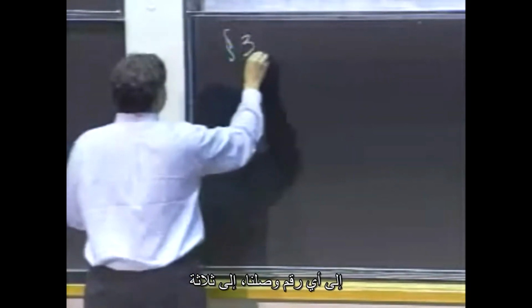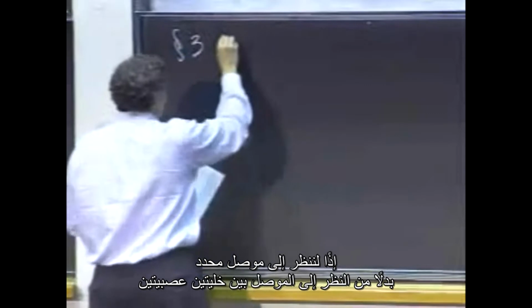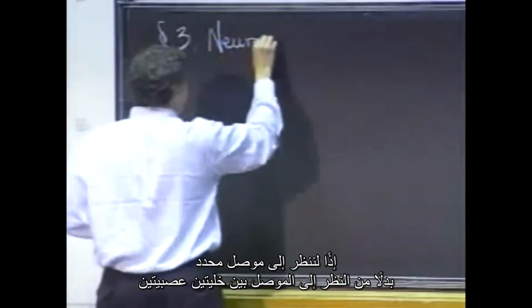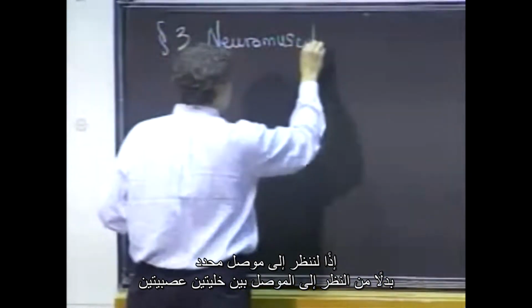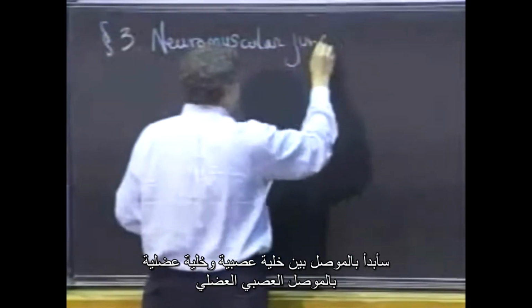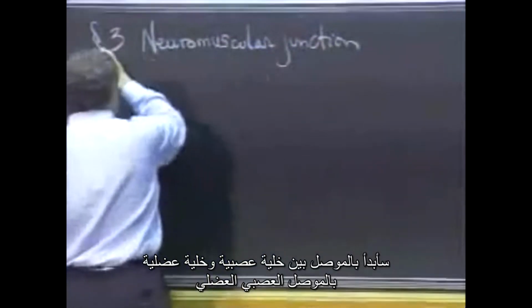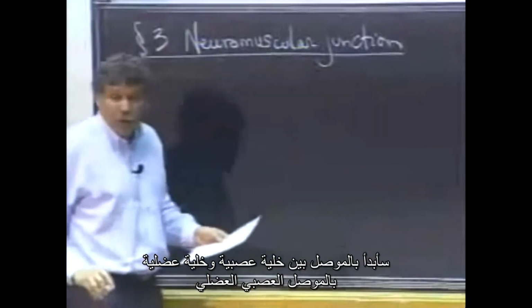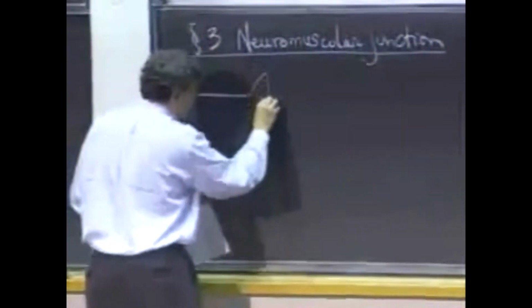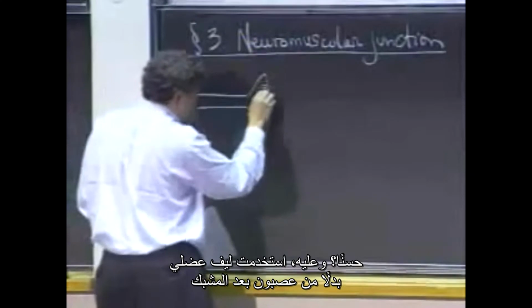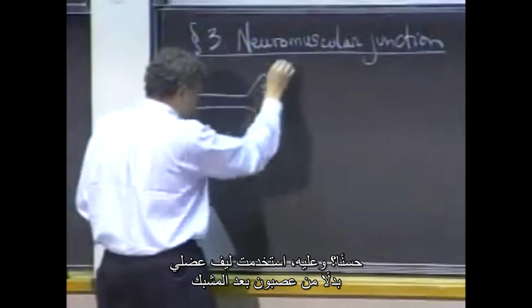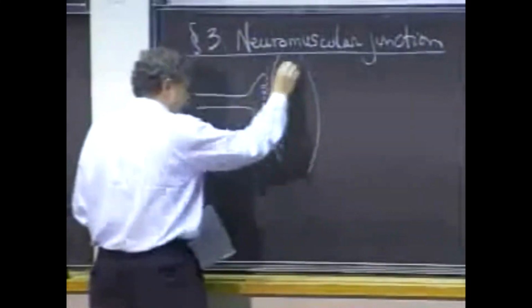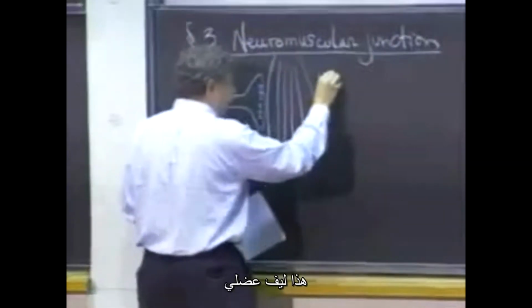So now let's go on to the next bit. How does this signal get sensed at the next cell? What are we up to, number 3? So let's look at a specific junction. Instead of looking at the junction between two nerve cells, let me start with the junction between a nerve cell and a muscle cell, the neuromuscular junction. Okay, so I've now replaced my postsynaptic neuron by a muscle fiber here. This is a muscle fiber.